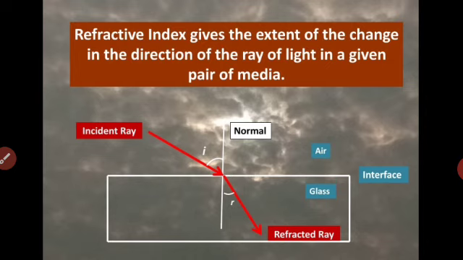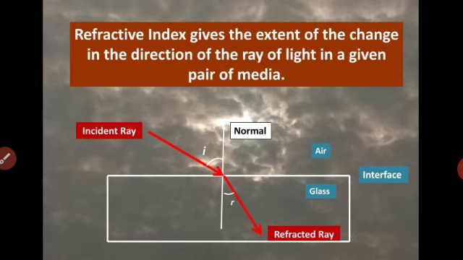It is a glass slab placed in air. So, we have the two mediums as air and glass. Interface is the surface that separates the two mediums. An incident ray falling on the glass slab meets at a point where we draw a normal. The refracted ray bends when it enters into the glass.